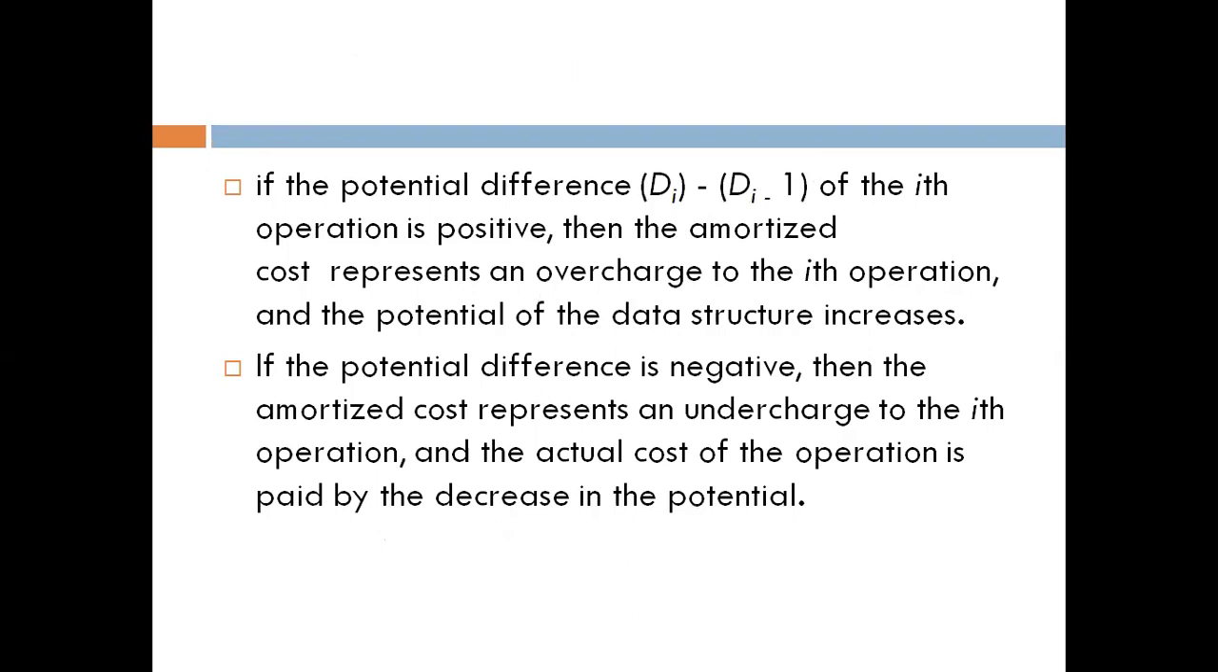If the potential difference of the ith operation is positive, then the amortized cost represents an overcharge to the ith operation and the potential of the data structure increases. The second case is if the potential difference is negative, then the amortized cost represents an undercharge to the ith operation and the actual cost of the operation is paid by the decrease in the potential.